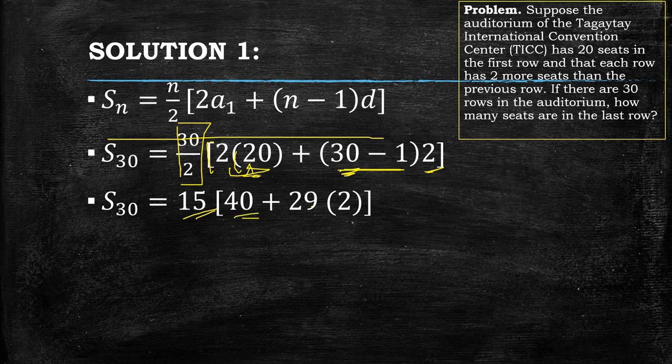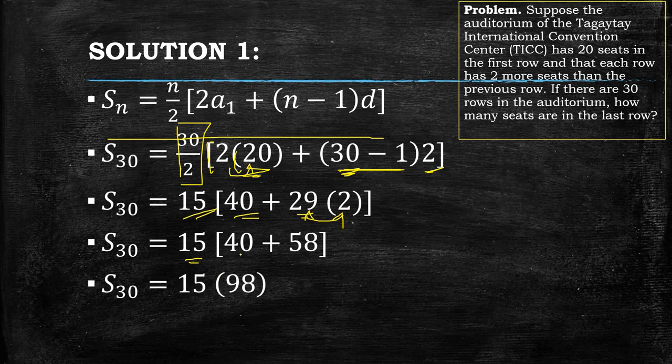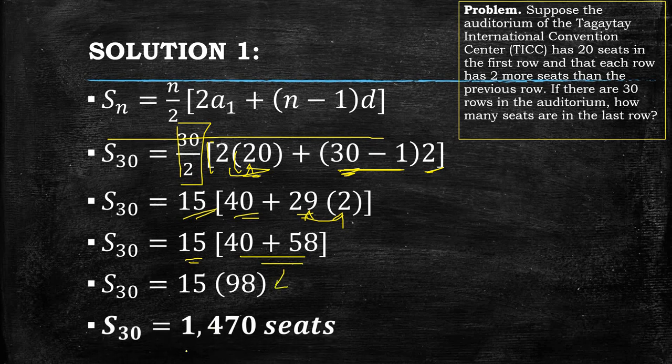1330 minus 1 is 29 times 2. Next is 15 times 40 plus, so the product between 29 and 2, that is 58. And then 15 times 40 plus 58 is 98. Therefore, the product is 1,470. This will be now the total number of seats doon sa loob ng auditorium.